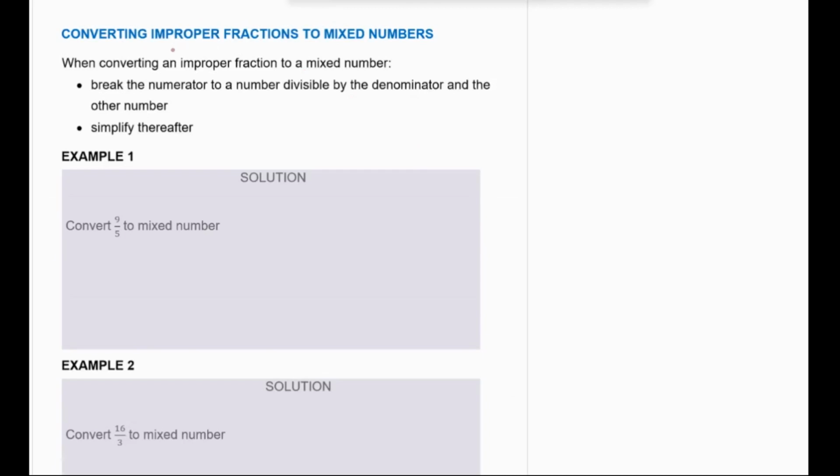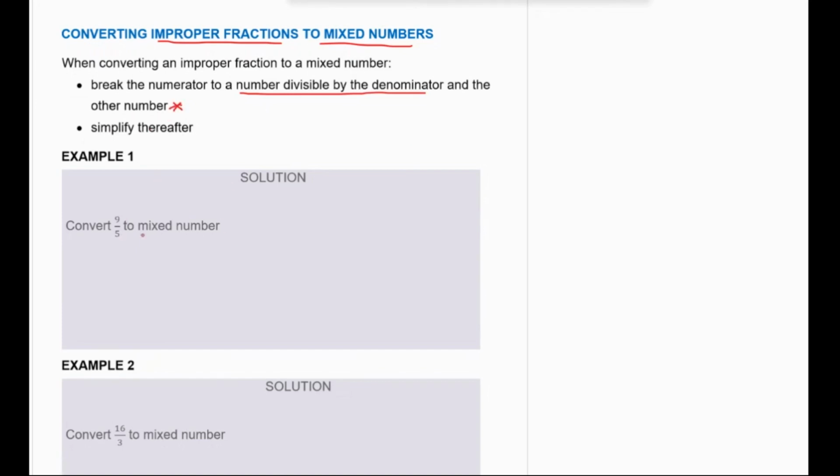In this lesson, we're going to learn how to convert improper fractions to mixed numbers. When converting an improper fraction to a mixed number, break the numerator into a number that is divisible by the denominator and another number. Okay, I think I need to explain this. And then after that, we simplify.